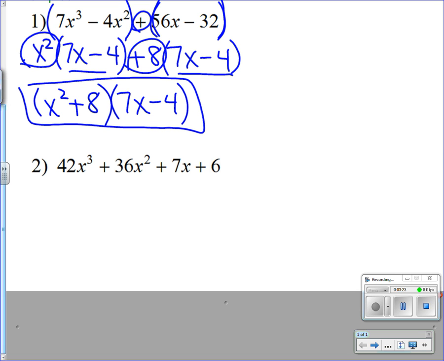Since we can't factor anything out of all 4 terms, they do not have a common factor. So we group the first 2 and the last 2. What is the greatest common factor of 42x cubed and 36x squared? 6x squared. What's left over? 7x plus 6 is left over.